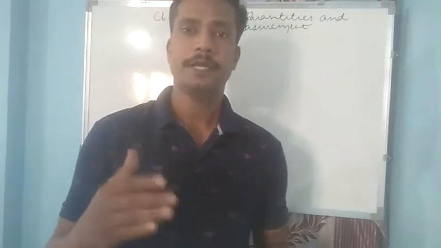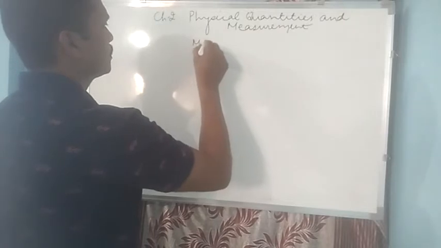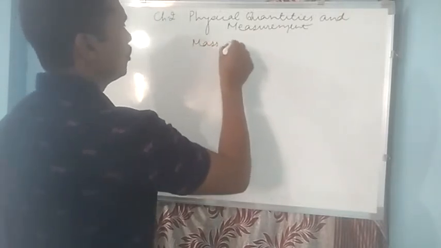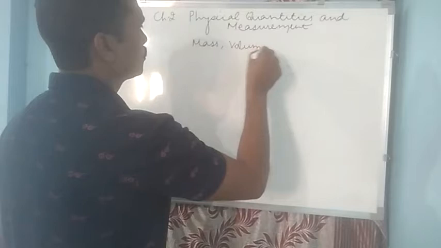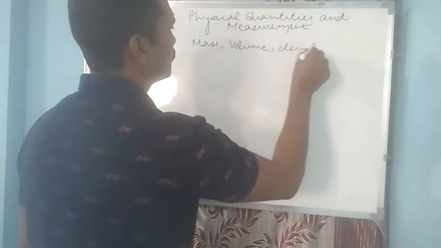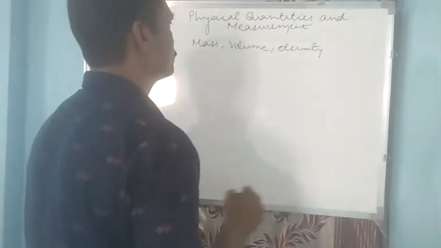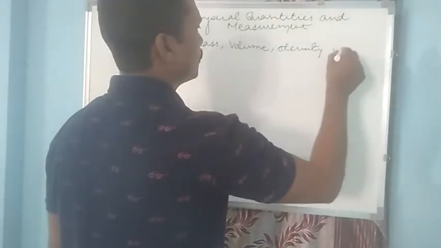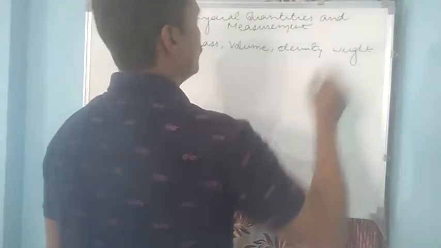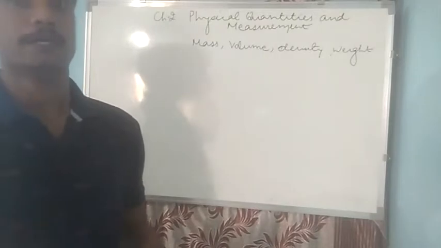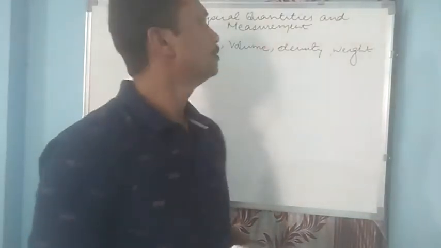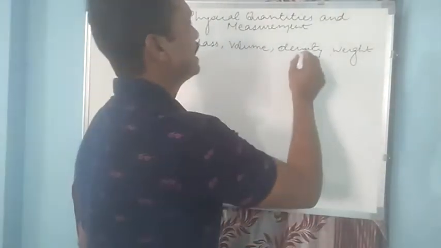Do you know what a physical quantity is? Any quantity that can be measured is called a physical quantity. Some physical quantities are mass, volume, density, weight, etc. In this chapter, we are going to study density.